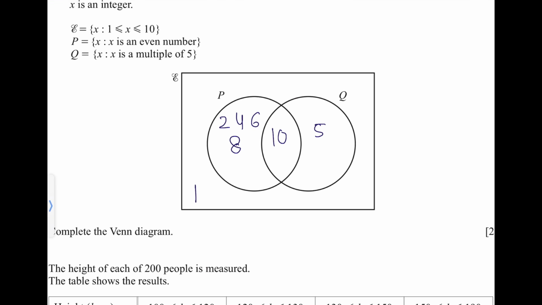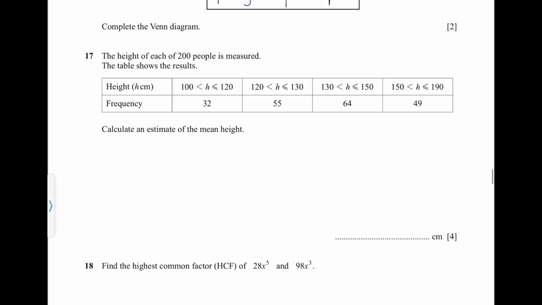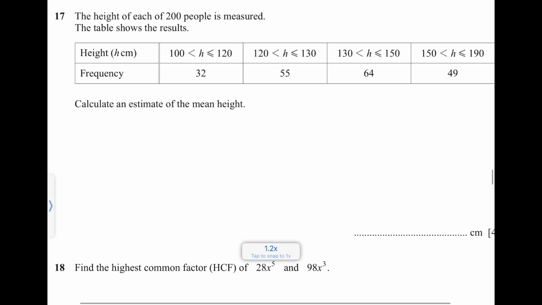1 is remaining, 2 is covered, so 3 is remaining, 4 is covered, 5 is covered, 6 is covered, 7, and then 8 is covered, and then 9. Alright, so very relatively simple question. Then it says that the heights are being measured. Calculate the estimate of the mean height. Now for the estimate of the mean height, you will need to find the mid of these heights.